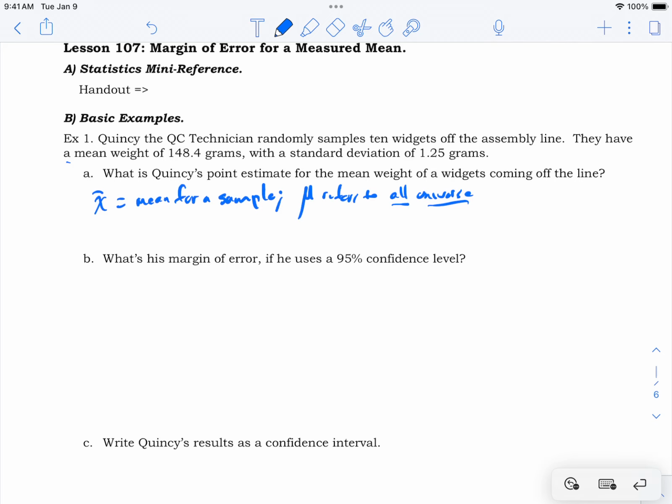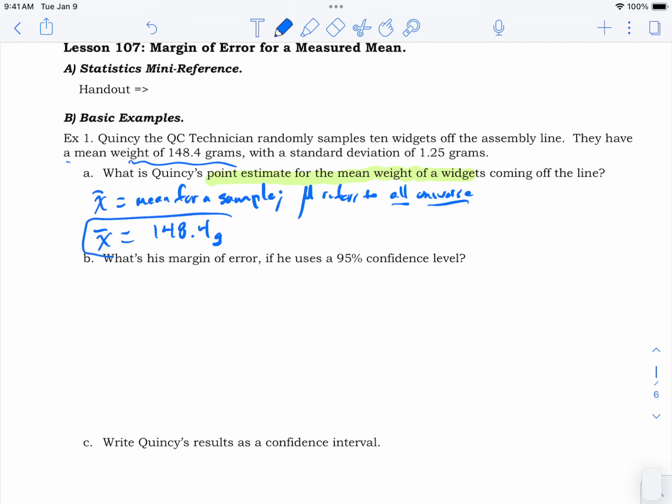So what is his point estimate for the mean weight? Well, again, when you take a sample, that's giving you an idea what the mean would be. Let's see. Well, actually, they told us. We don't even have to calculate. They have a mean weight of 148.4 grams. Boom. That is the point estimate for the mean weight of widgets coming off the line.